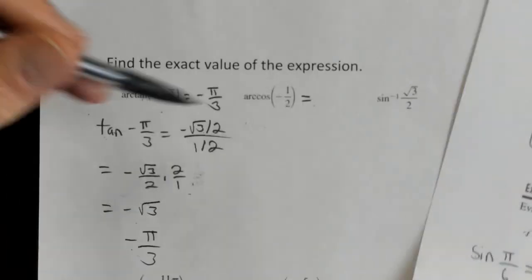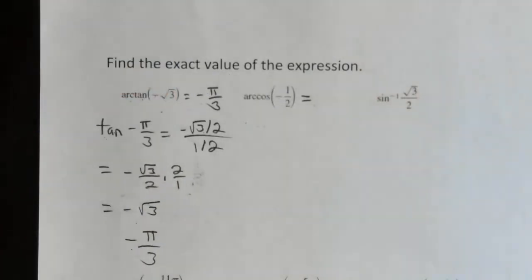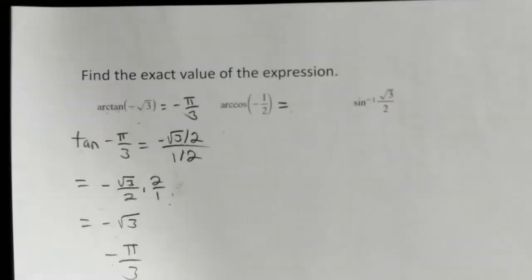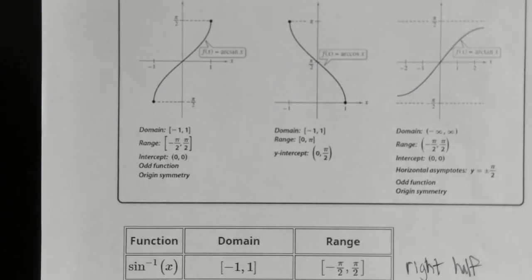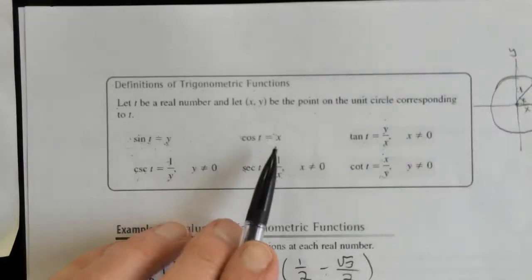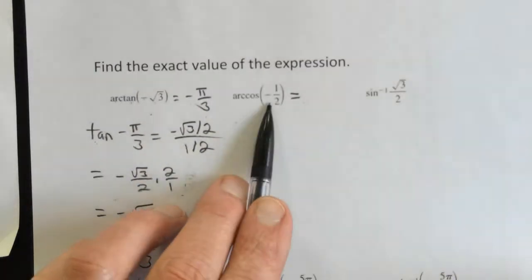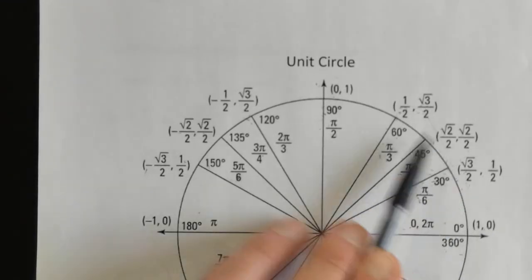Now this is a little bit easier to identify than tangent, because what's cosine? Well, cosine is just equal to the x-coordinate. So really I'm just looking for an angle whose x-coordinate is negative 1/2. Now, keep the range in mind. So cosine is going to be the top half of the circle for the range. Okay, so I just need to scan the top half of the unit circle for an x-coordinate that's negative 1/2. All right, so let's see if we can scan the unit circle for an x-coordinate that's negative 1/2.